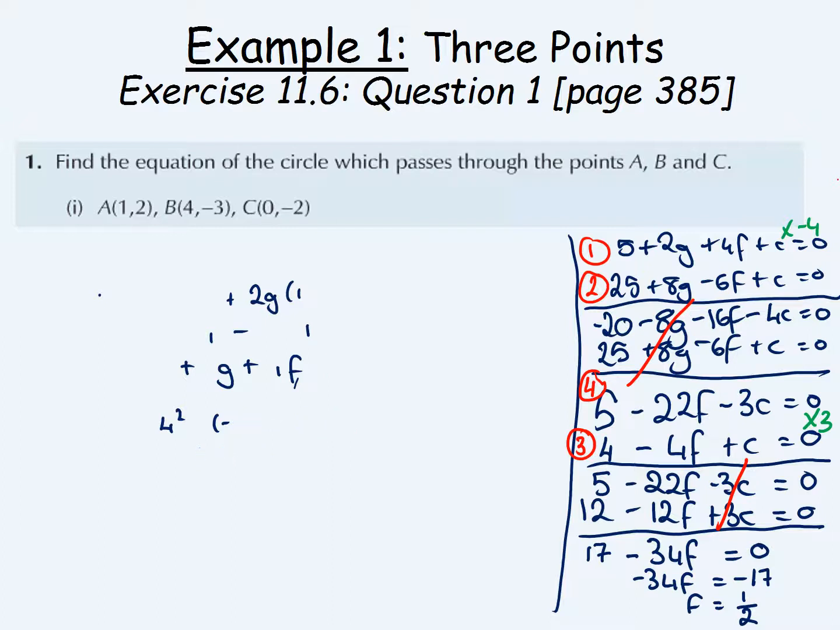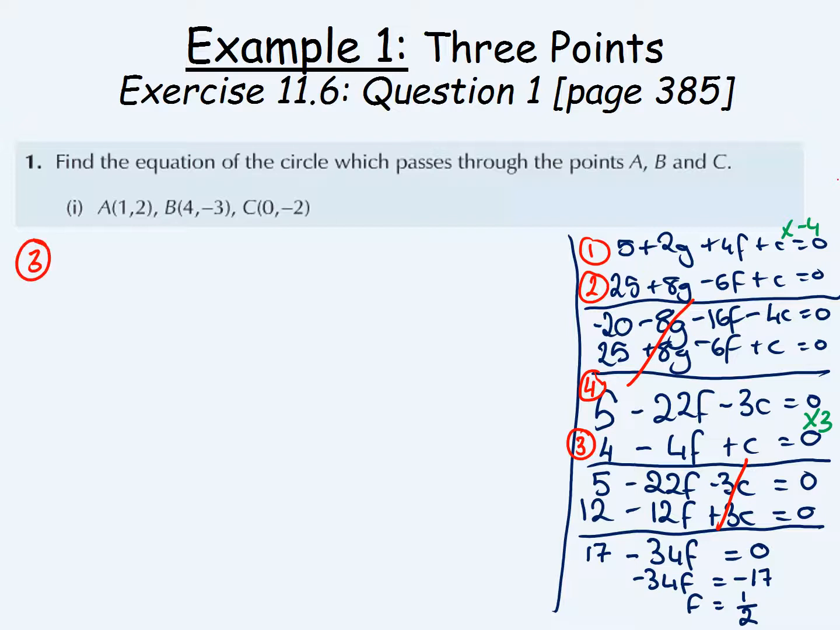Okay, so now that we have our value for f, which is a half, I'm going to sub it back into either 1, 2, or 3. Now, obviously, because we want to figure out another letter straight away, our best bet is to put it into 3 because that will straight away then give us c.